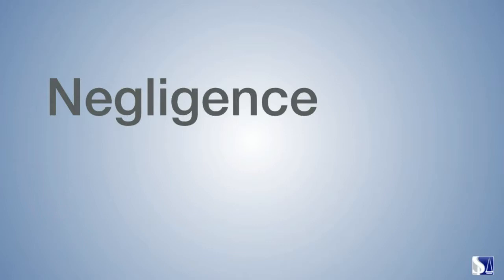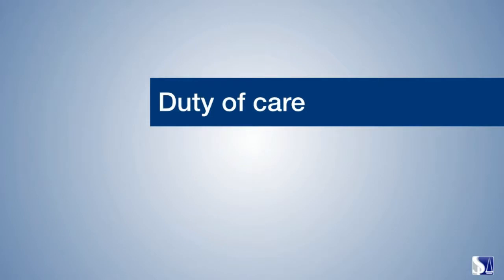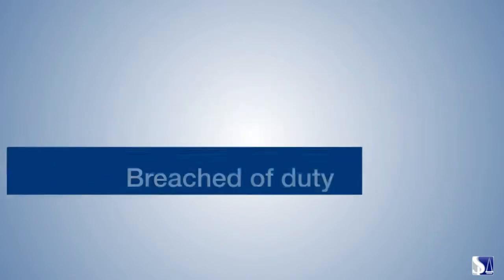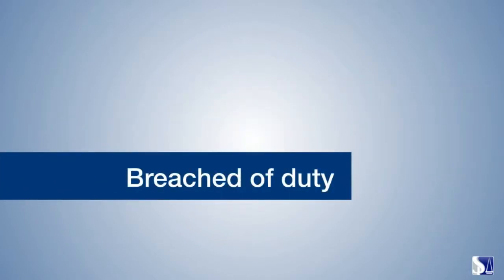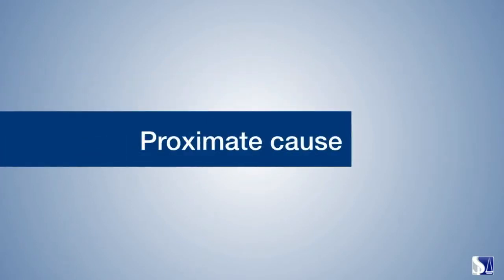To have a valid claim, 4 elements must exist. 1. Another party had a duty of care to protect you. 2. They breached that duty by not doing something that was legally required. 3. You were injured because of this breach. 4. The breach was the direct or proximate cause of your injury.